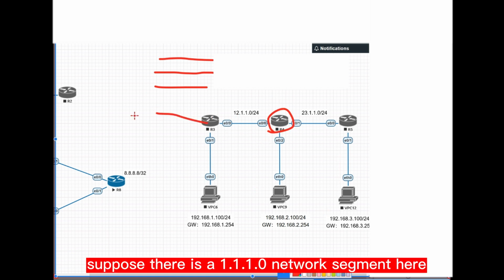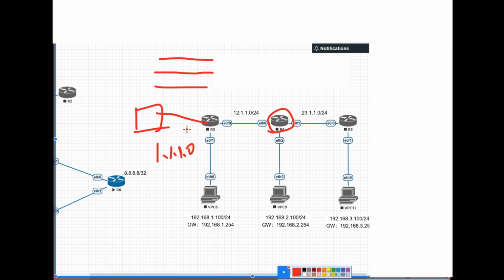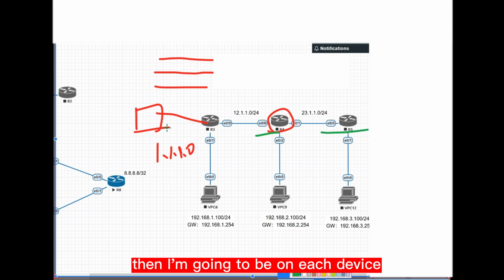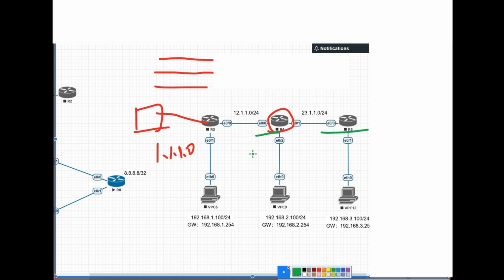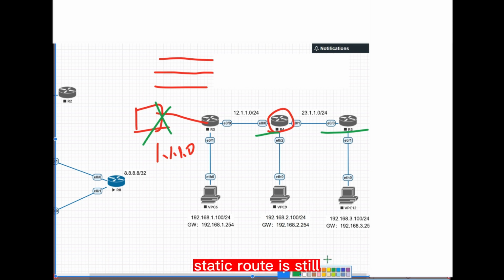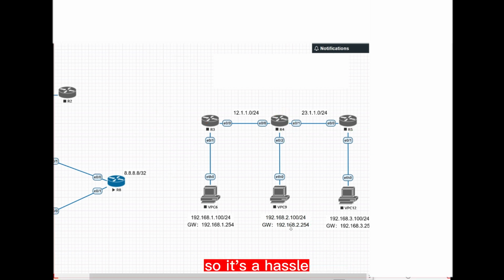Suppose there is a 1.1.1.0 network segment here. One day this network segment disappeared. You don't have to worry about how it disappeared. This device may be gone. The business has changed. There is no such segment here. Then I'm going to have to, on each device, cancel this network segment information. There may be many routers in the future. You can't say this network segment doesn't exist anymore, because with static routes, if a piece of data arrives, it cannot be forwarded. There is no route at the peer end. Have to cancel. So it's a hassle.